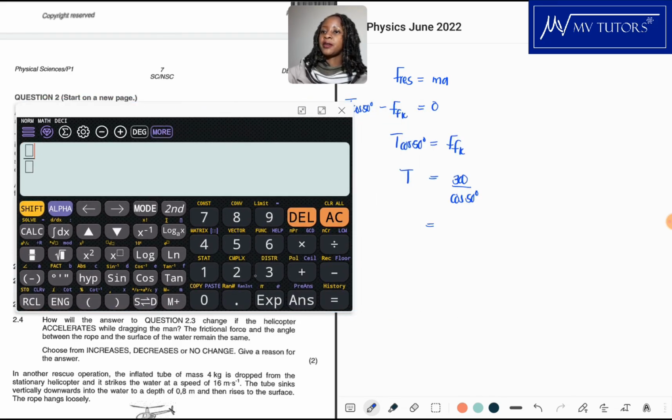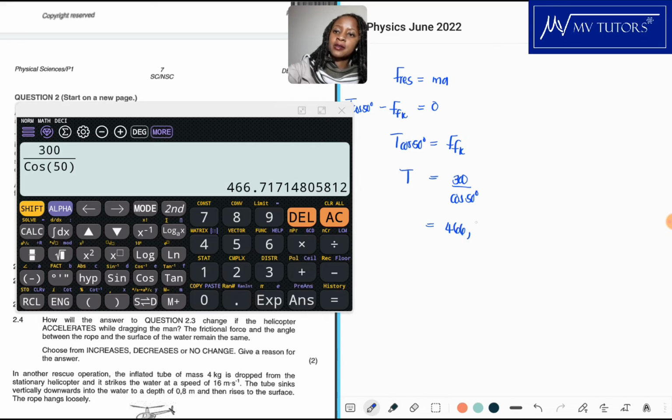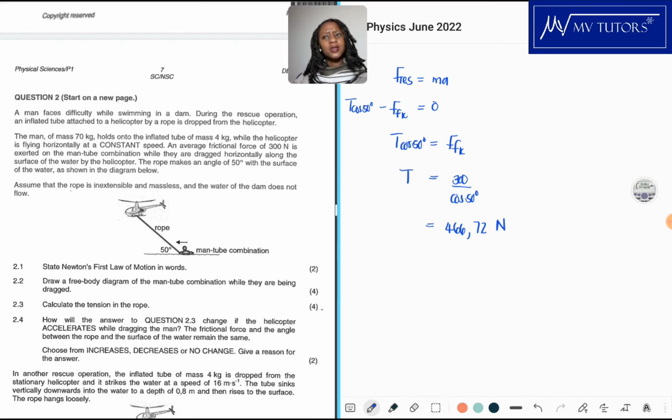So we have 300 all over cos 50, and we get 466,72 Newton. All right, so far so good, ne?